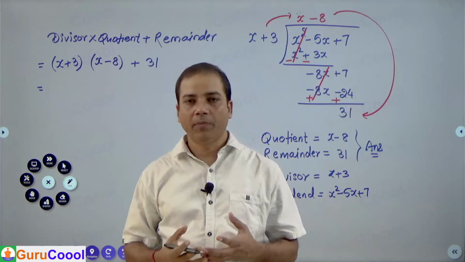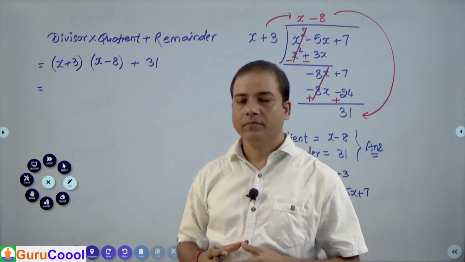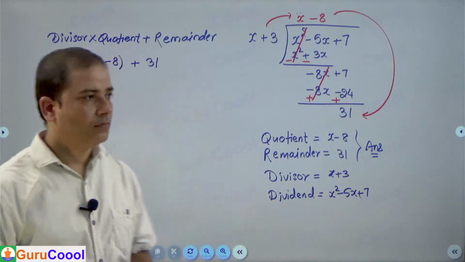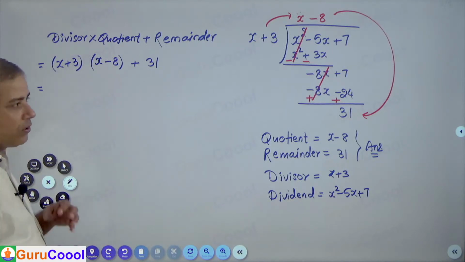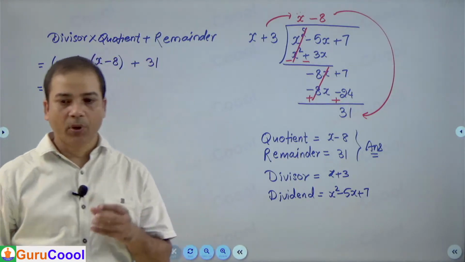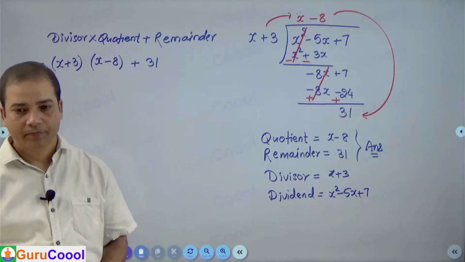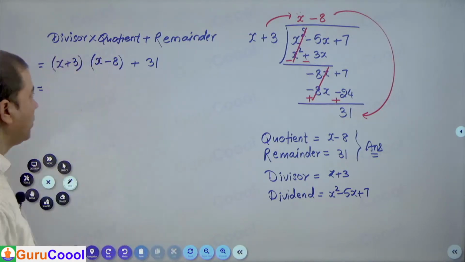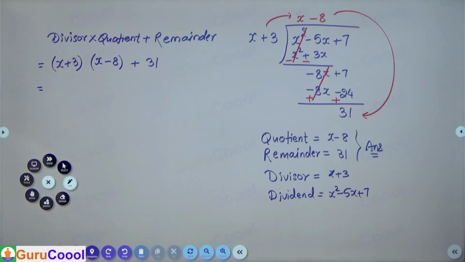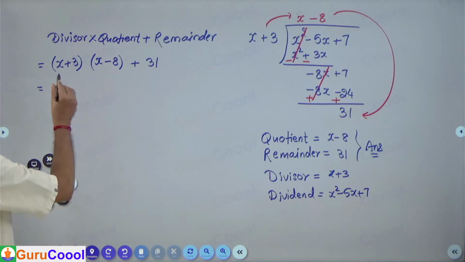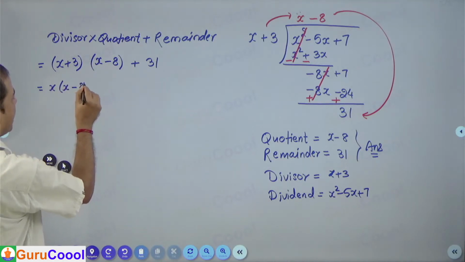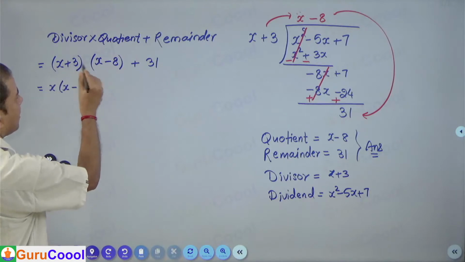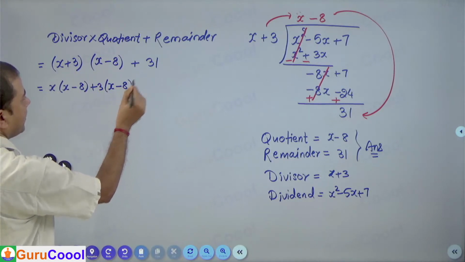You understand how to multiply that, correct? Yes or no? We can use distributive property. Yes. So x multiplies with x minus 8, and then plus 3 multiplies with x minus 8, and plus 31 is at last.